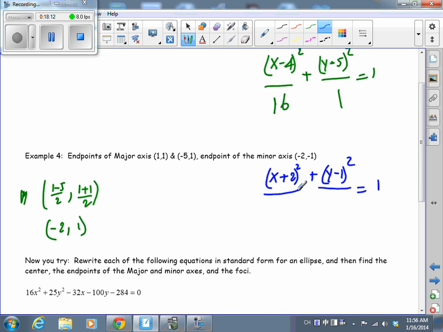What's the distance from 1 to -5? Be careful. 6. Not 4. I know what you did. You added them. The distance from 1 to -5, you're going to do from 1 to 0 is 1. From 0 to -5 is 5. So that distance is 6. And it's below the x-axis, 36.